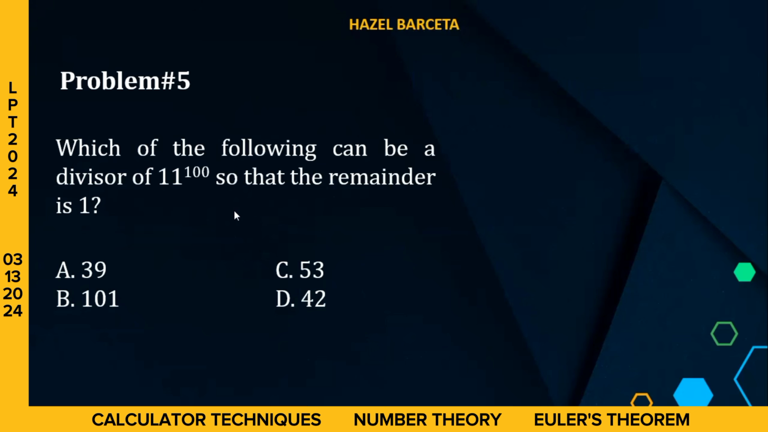Which of the following can be a divisor of 11 raised to 100 so that the remainder is 1? So, dito po, iba naman, divisor naman po yung hinahanap. So, si modulo. We have this as our problem: 11 raised to 100 is congruent to 1 mod n. So, si n po ang ating hinahanap.